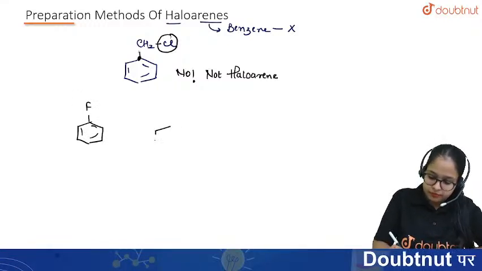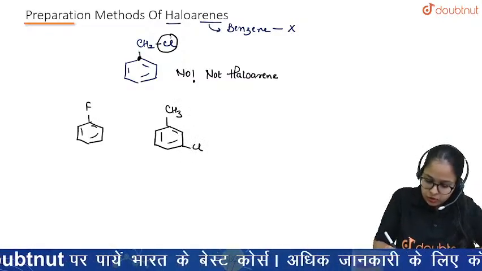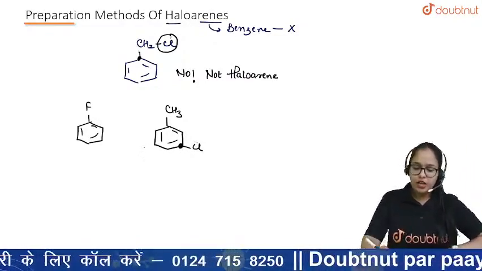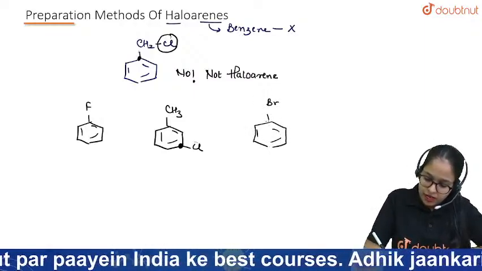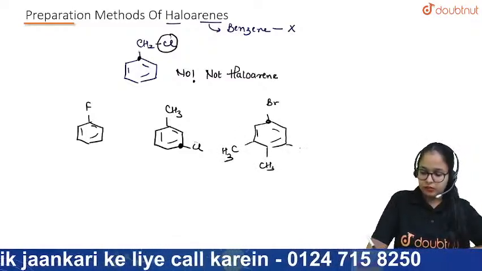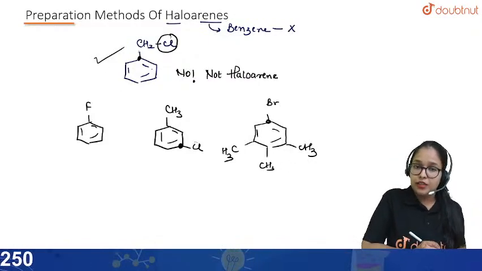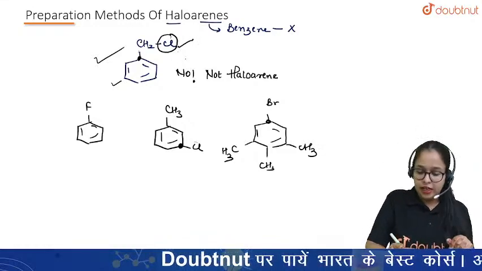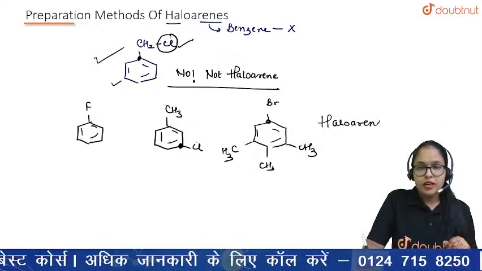This is a haloarene. In fact, this is also a haloarene because the halogen group Cl is attached directly to the benzene ring. I hope you have understood what is a haloarene and what is not. Students might get confused because both the arene system and the halogen are present, but if they are not directly attached, they are not haloarenes.